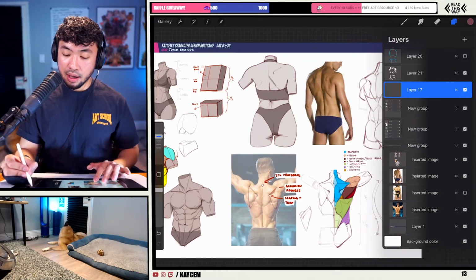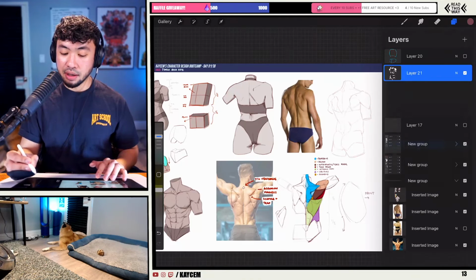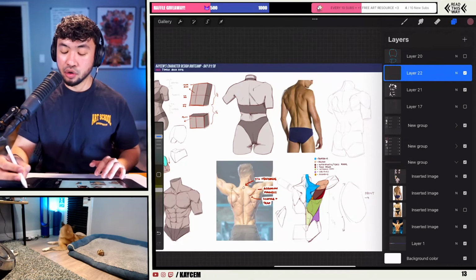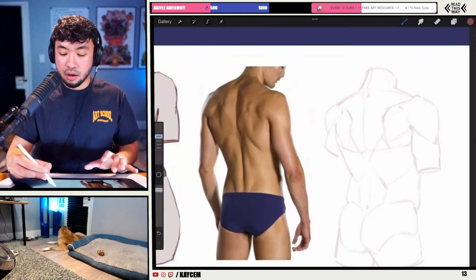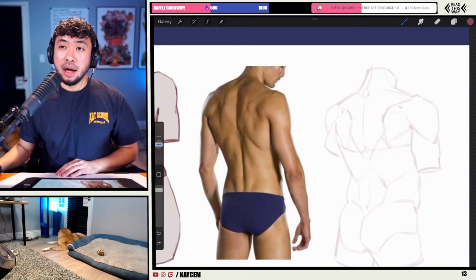So let me go ahead and clean this one up for you guys so you can see. I did more of the muscle breakdown there, but I wanted to do a cleaned up version to show you that, hey, you don't have to draw everything. You don't got to draw all the details.